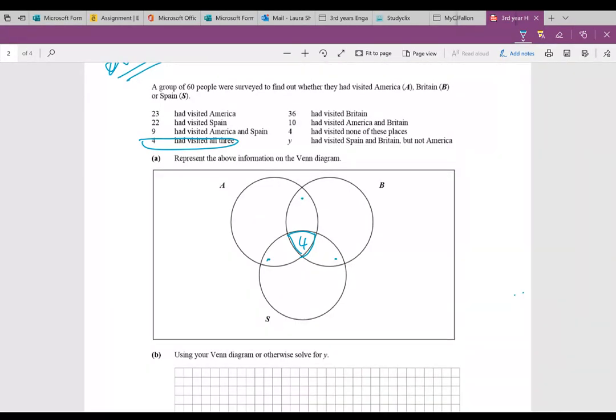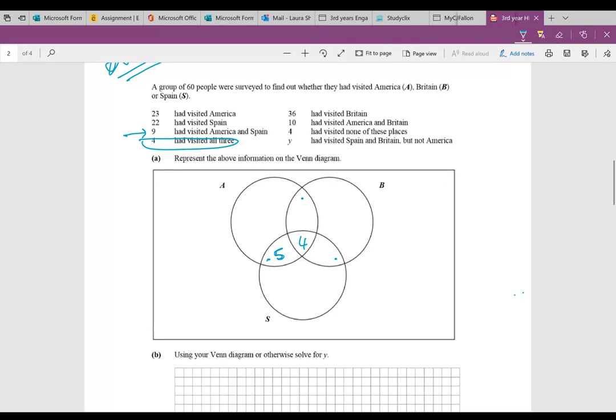I have here that 9 visited America and Spain. Now, America and Spain is this whole section here. We already know that 4 people visited America and Spain because they visited all 3. So in visiting all 3, they have to have visited America and Spain. So there must be 5 people over here that had visited America and Spain, but not visited Britain. Okay, so we've got 5 and 4.